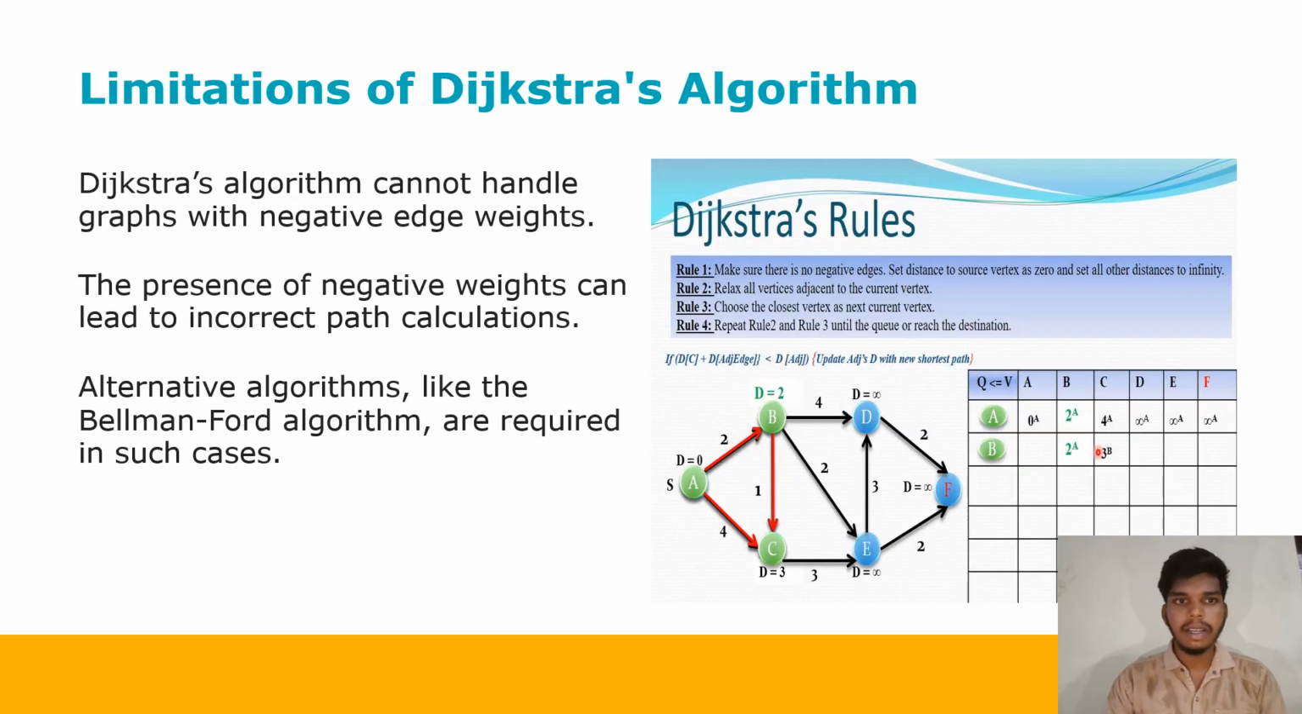Limitations of Dijkstra's algorithm. Dijkstra's algorithm cannot handle graphs with negative edge weights. The presence of negative weights can lead it to incorrect path calculations. Alternative algorithms like the Bellman-Ford algorithm are required in such cases.